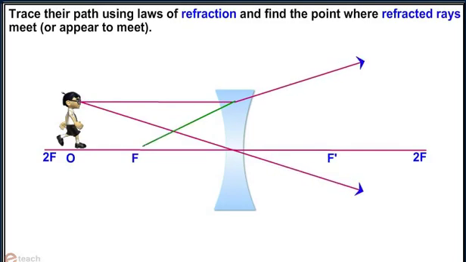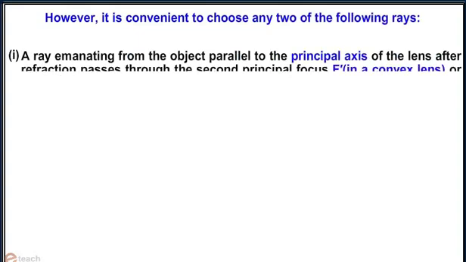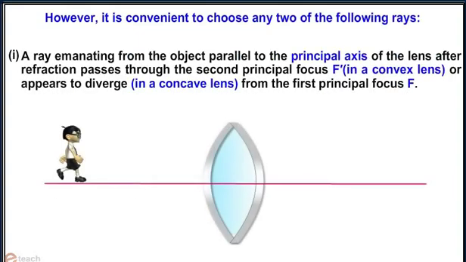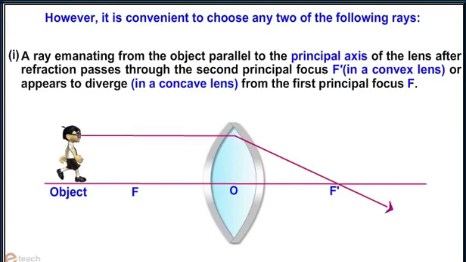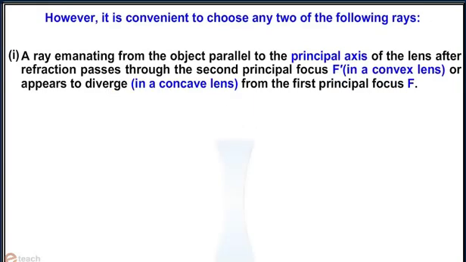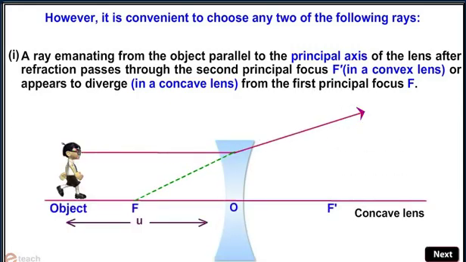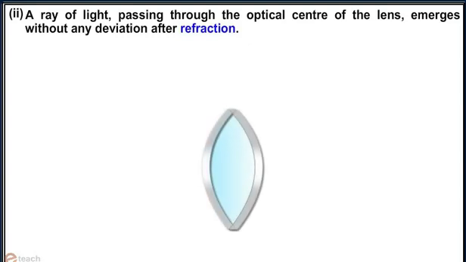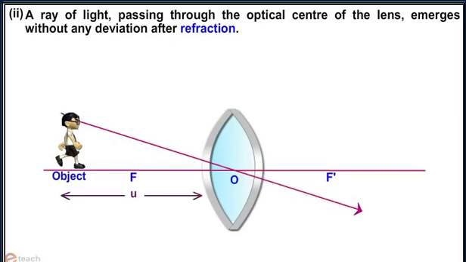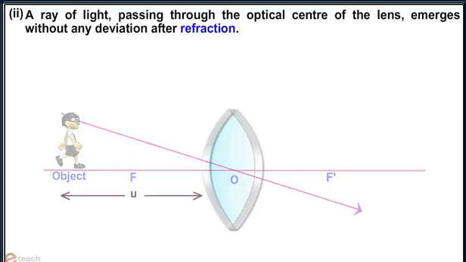A ray emanating from the object parallel to the principal axis of the lens after refraction passes through the second principal focus F prime in a convex lens or appears to diverge in a concave lens from the first principal focus F. We can also take a ray of light passing through the optical center of the lens, which emerges without any deviation after refraction.